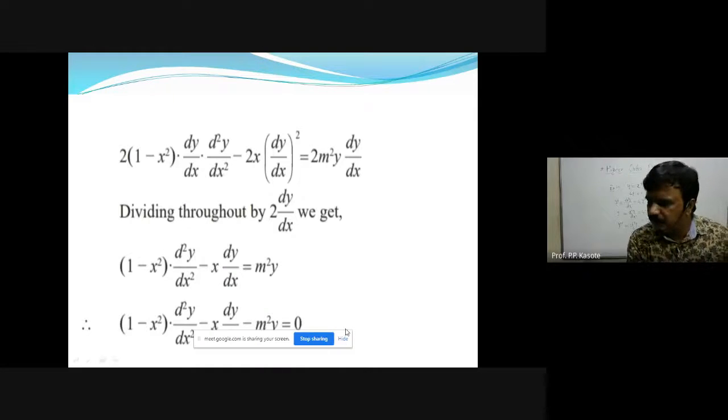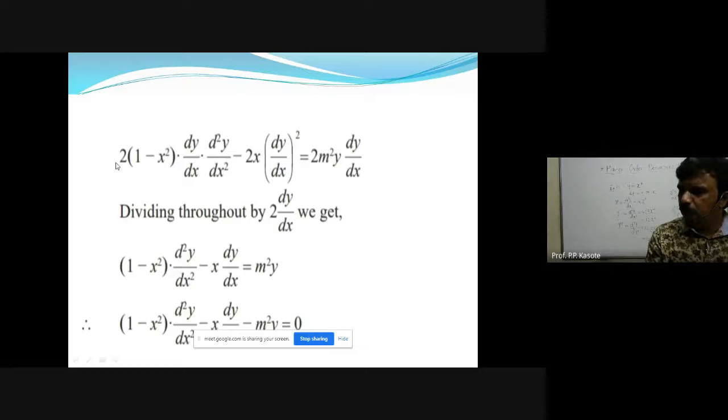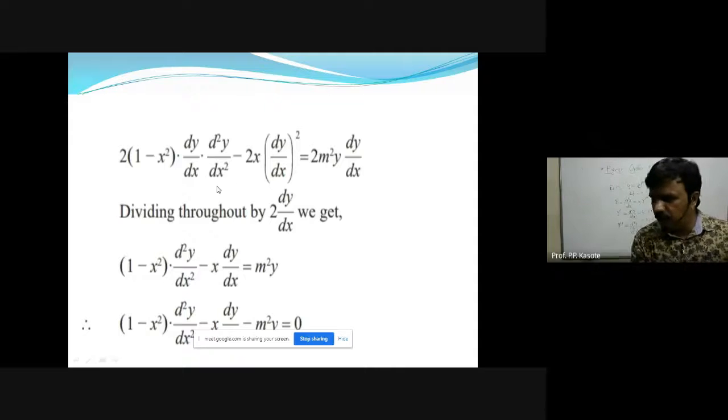Now there are some terms which are common in all the terms. 2 is there in all the three terms. Similarly dy by dx is there in all the three terms. So let us divide throughout by 2 times dy by dx. After dividing all the terms by 2 dy by dx, we will get 1 minus x square into d square y upon dx square minus x times dy by dx, which is equal to m square y.